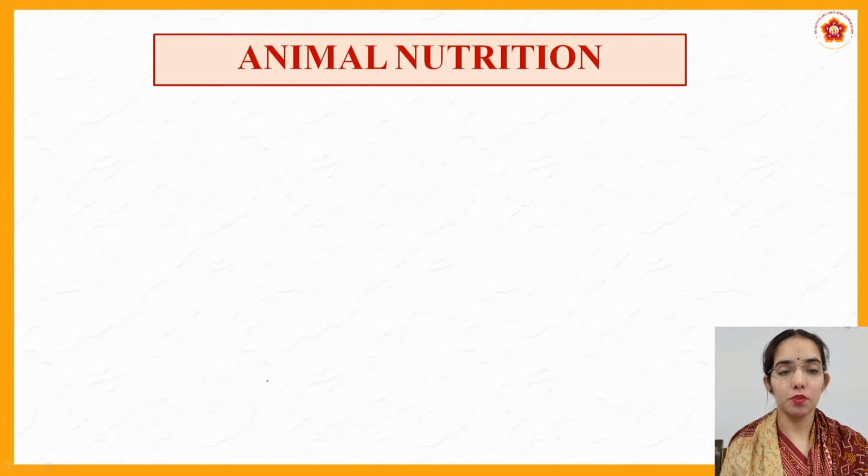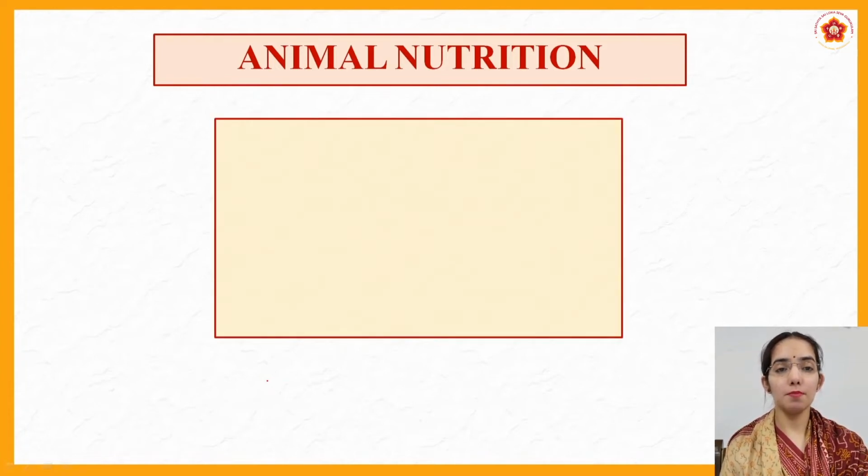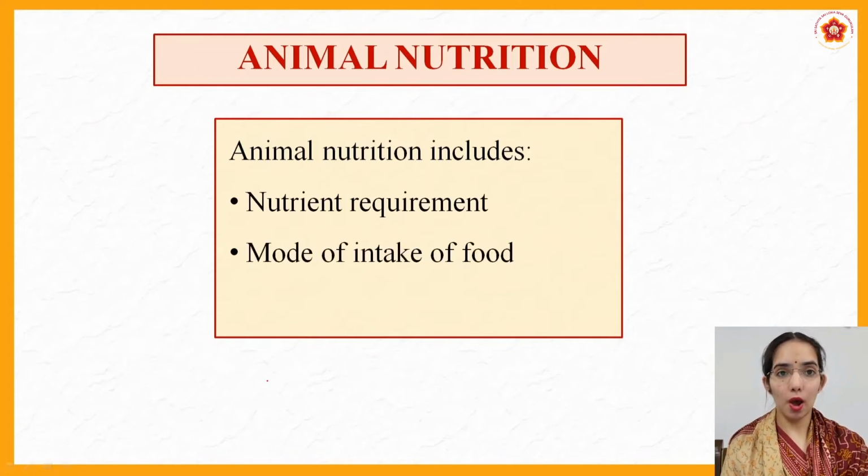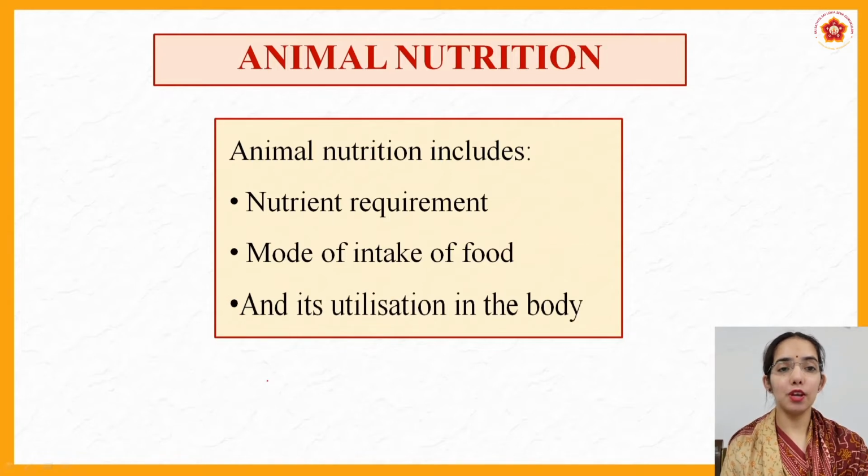Animal nutrition. So this is the name of a chapter. So what do we mean, or what does animal nutrition include? Whenever we use this term animal nutrition, we need to remember that animal nutrition includes nutrient requirement, mode of intake of food, and its utilization in the body.